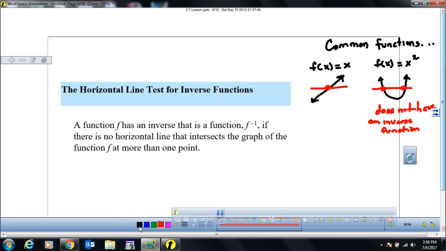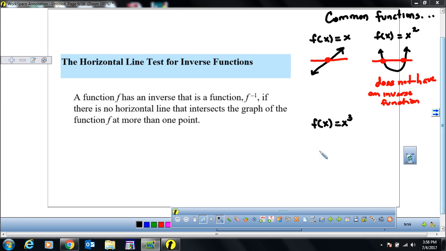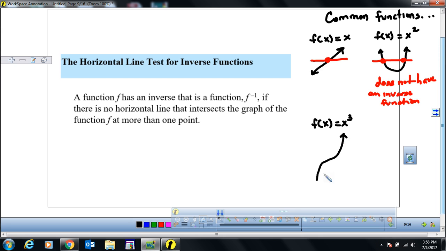Now, what about x cubed? Does this function represent a function that has an inverse function? What does it look like? It looks like this, right? This is the shape of x cubed. So it doesn't matter where I draw a horizontal line. Any horizontal line is going to intersect the graph only one time. So that means this one also has an inverse function.